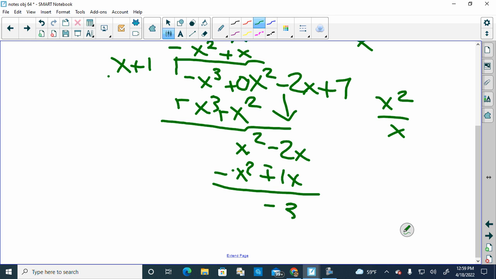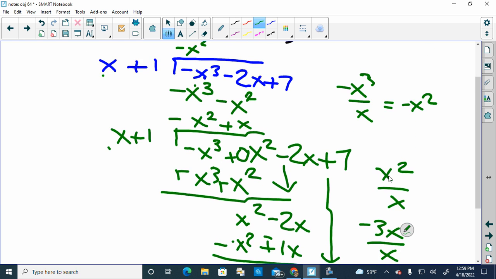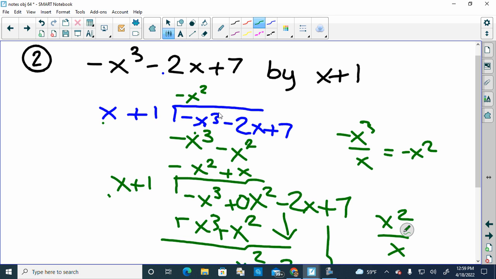Okay, so a negative 3x, and I still had something to bring down. Okay, so my last one, this being divided by that. So a negative 3x being divided by x would be a negative what? What is a negative 3x divided by x? Negative 3. Okay. Oh, did I forget to write one up here? I did. I forgot to write that up there. Plus there. Oh, no, it's right there. I was like, it's not up there.